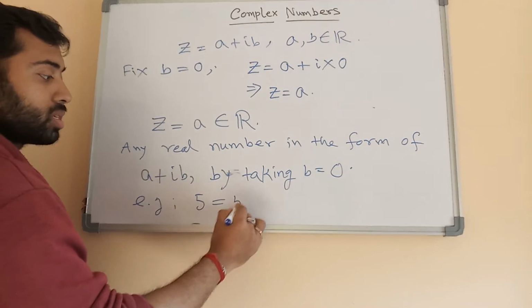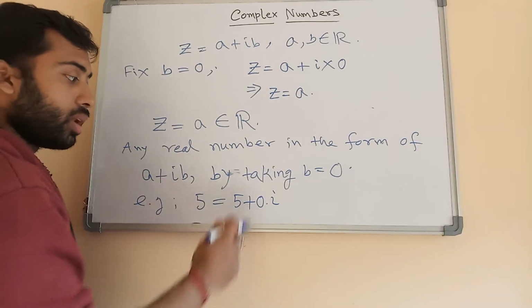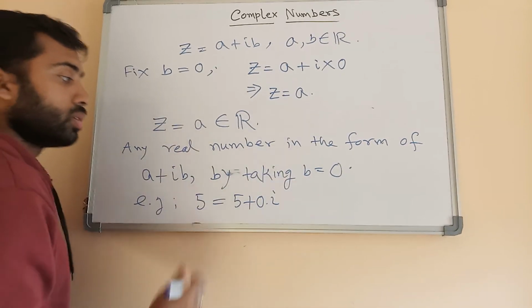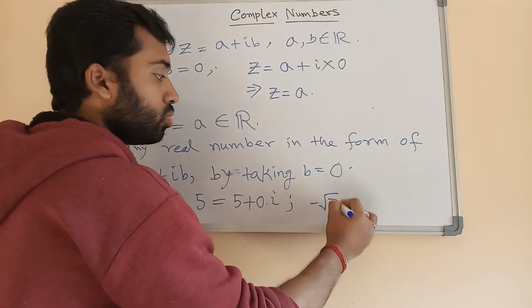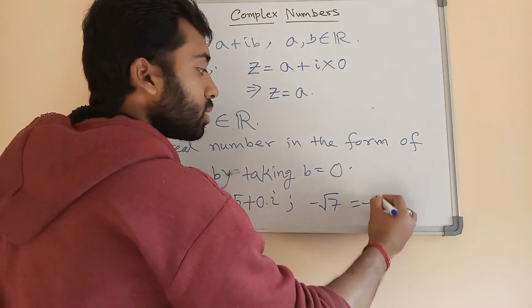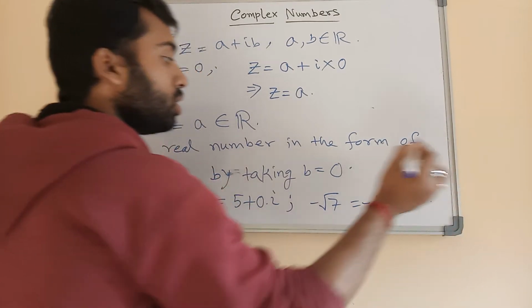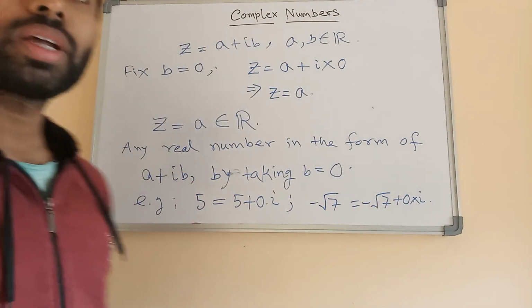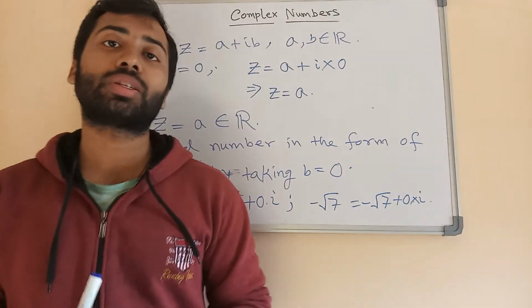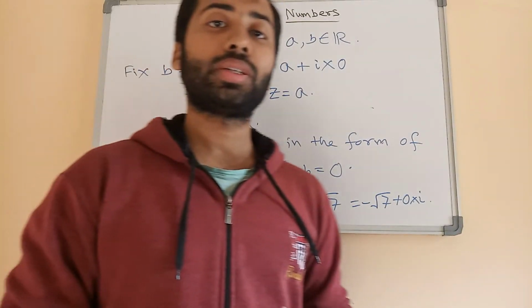So 5 can be easily written as 5 plus 0 into i. Then it belongs to the set of complex numbers. Similarly, I have a number minus root 7. It can be written as minus root 7 plus 0 into i. So as we can see from these examples, every real number can be expressed in the form of a plus ib, where the value of b is 0.